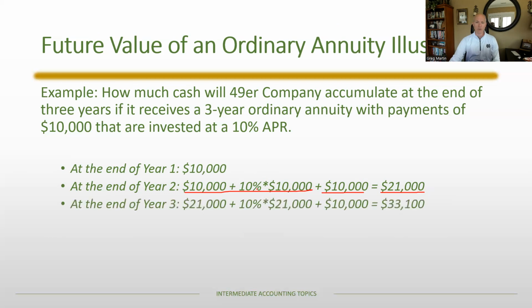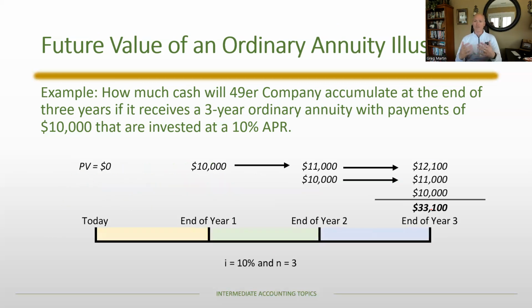And so at the end of year 3, I've got the $21,000 that I had at the end of year 2. I have the interest on that $21,000, and I have one more payment of $10,000 for a total of $33,100. So that's, in a picture, what's happening, right? And if we visualize it in terms of what we started with, you can see that today there was nothing, right? We didn't start with anything anywhere. We're just sort of growing based on these annuities.